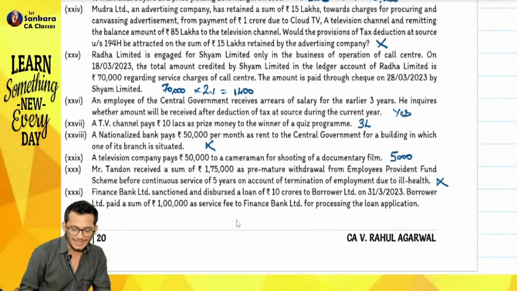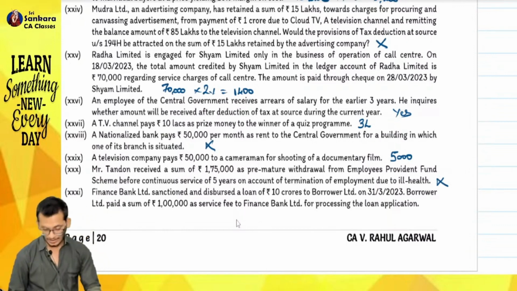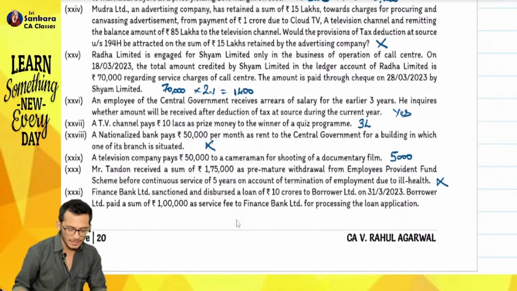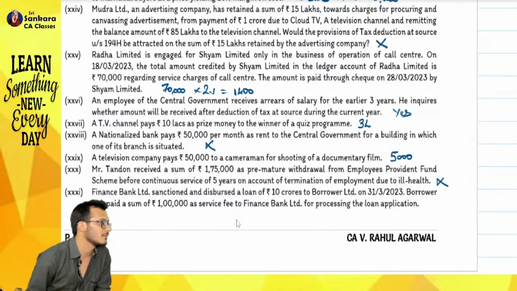Finance Bank Limited sanctioned and disbursed a loan of 10 crores to Borrower Limited on 31st March. Borrower Limited paid 1 lakh as service fees to Finance Bank for processing loan application. Nothing.